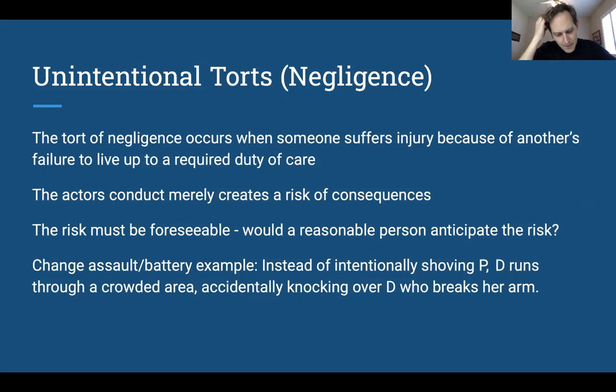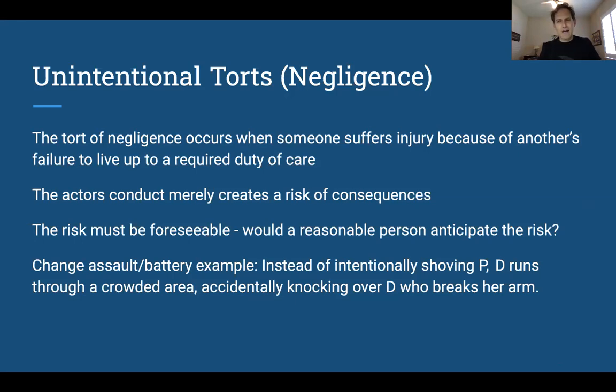Instead of running up to somebody in a subway station and punching them in the face, probably clearly an example of battery, let's say that you run through the crowded subway station, swinging your arms wildly to get to your next subway, the next available car. And in doing so, as you bring your arm up, you hit somebody in the face. Now, you didn't mean to do it. The intent wasn't there to hit somebody, but you were acting like an idiot, like running through a crowded subway station, swinging your arms. What are the chances you're going to hit somebody?